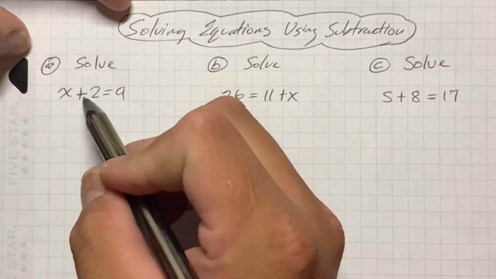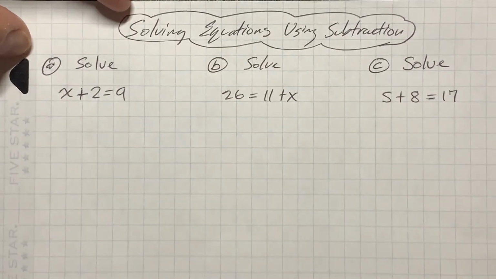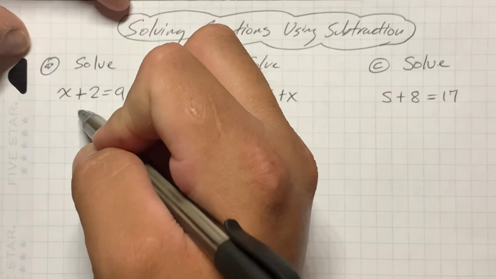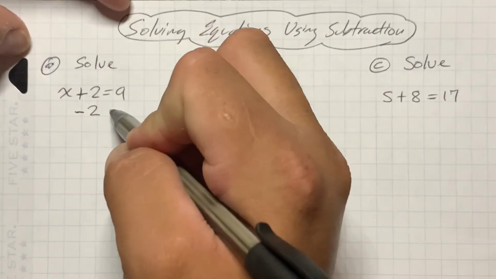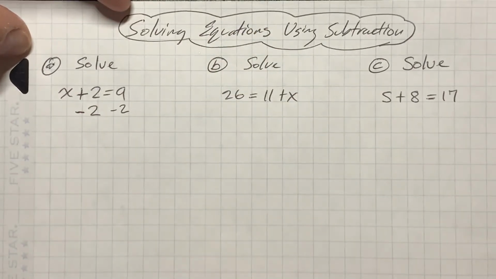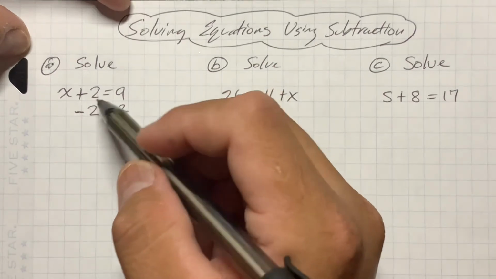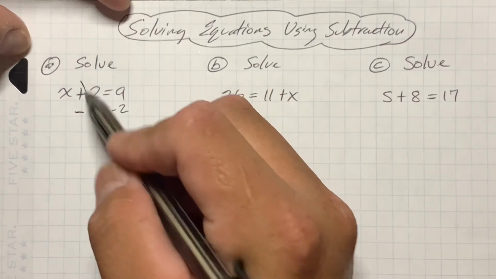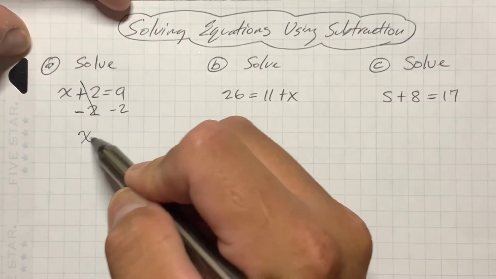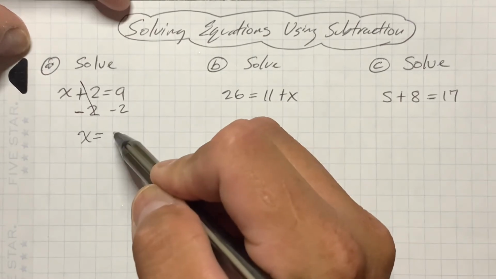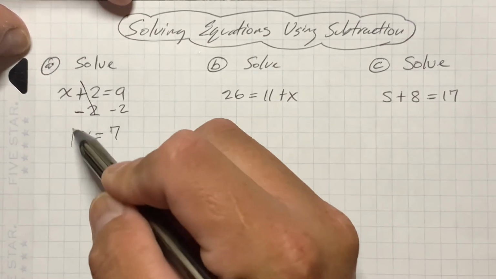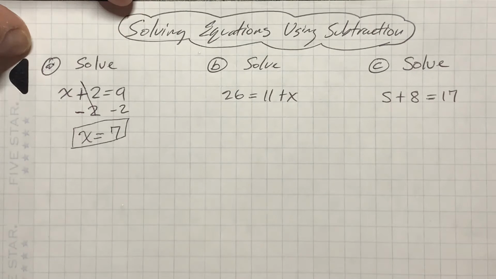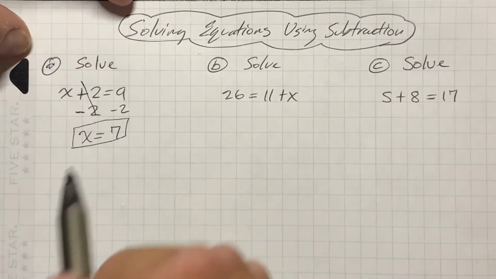Again, we're going to solve for this. If we have a plus 2, we're going to do the inverse operation, which is subtraction. We're going to subtract 2 from each side of the equation. 2 take away 2 is 0, and we're left with x by itself. 9 minus 2 is going to be 7. So our conjecture is x equals 7. We're saying that that is a solution.